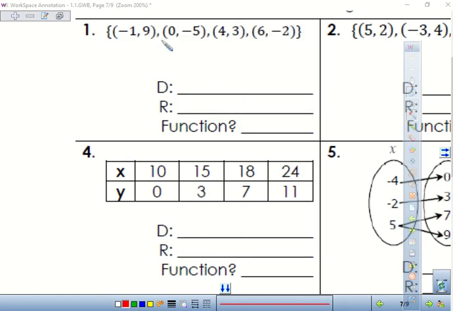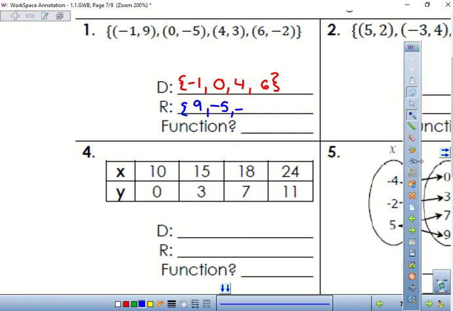To determine the domain, we are going to list out all the possible x values, okay? So that's -1, 0, 4, and 6. And what do you think the range is going to be? The y's. Okay, that's it. So how do we determine if this is a function? First thing you do, are there any repeating x values here? No. So if there's no repeating x values, you can automatically say it's a function. Okay? No repeating x's, it must be a function.